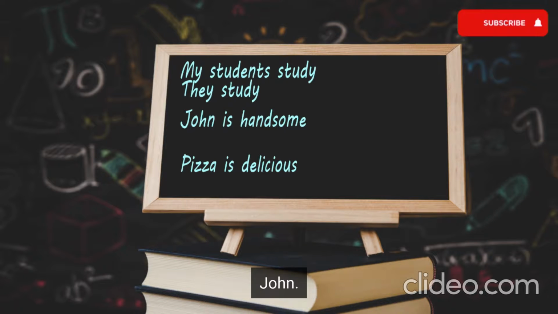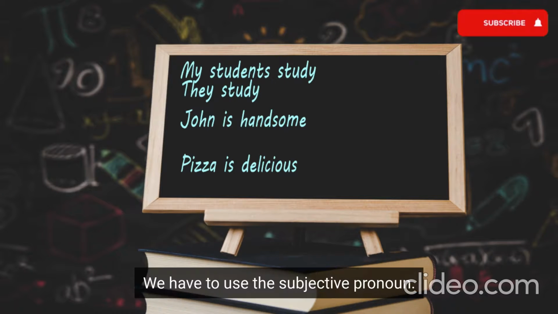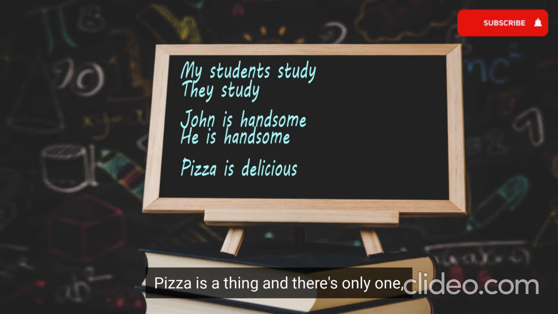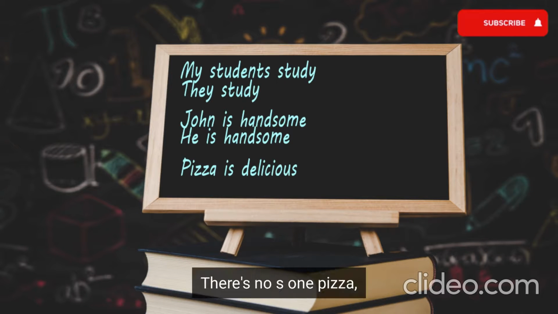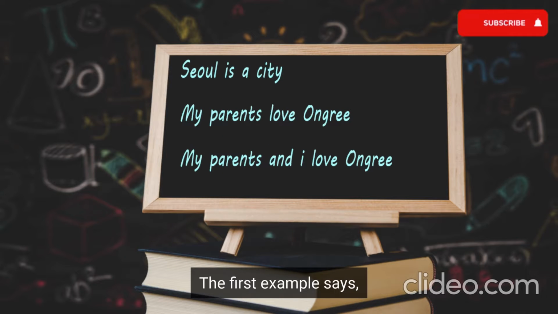The next example, John is handsome. Okay, John, that's a person. There's only one, right? And it's a boy, John. So what should we use? We have to use the subjective pronoun he. One boy, we say he. He is handsome. Okay, the last one. Pizza is delicious. Pizza is a thing. And there's only one, right? There's no S. One pizza, we say it. It is delicious. Okay, let's move on to some more examples.